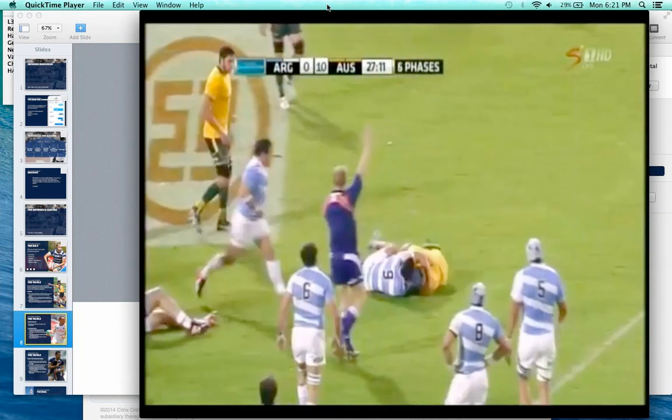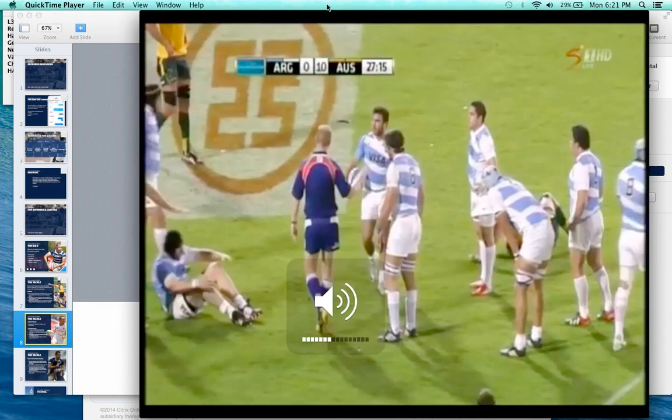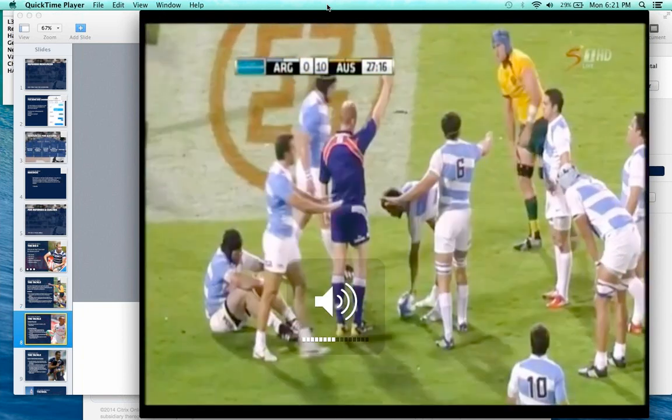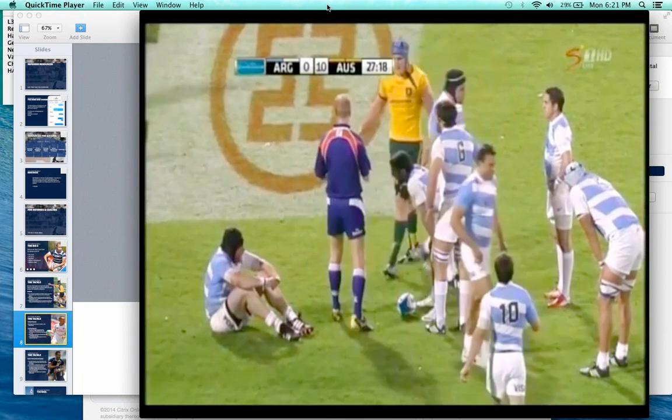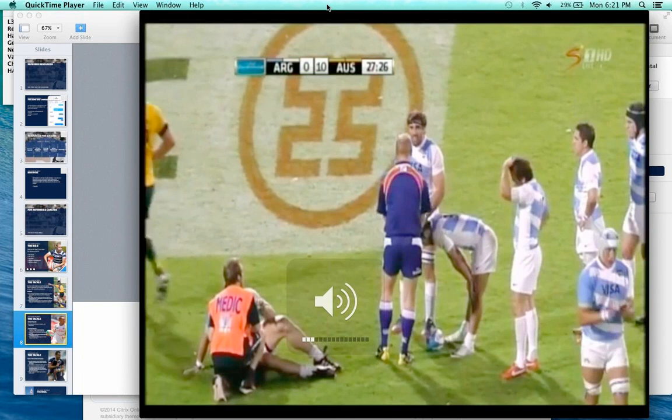Equally, the first thing in a tackle that they will have to do when they're up on their feet is release the ball and get away. So if they are on their feet, release the ball carrier and the ball, show a clear release before anything else is allowed to happen.